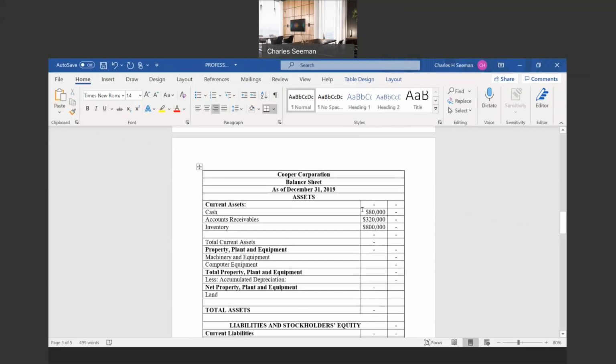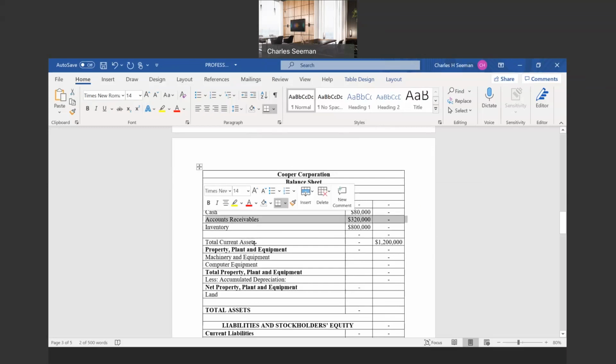I'm going to add all these up. 80 plus 320 is 400, plus 800 is 1,200,000. So you must have the heading, the company name, what it is, and as of date. There must be a heading called assets, and then there must also be a heading called current assets. And there must be a total current assets line. The reason for this is because some investors use current assets as part of their analysis of whether or not they're going to invest in a company.